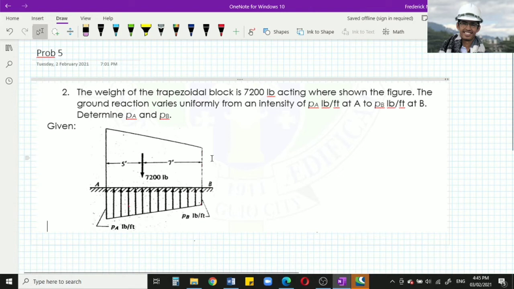So, given na yung ating weight ng ating trapezoidal block, ang kukunin na lang natin is yung reaction niya. So, magkakaroon tayo ng reaction dito. Using yung ating napag-aralan din sa ating last na module, kapag meron tayong uniform loading, yung resultant niya is yung area ng ating uniform loading. Okay? So, trapezoid din yung ating ground reaction. So, kunin natin yung area niya at yung resultant niya. So, we can use two triangles here, ano?